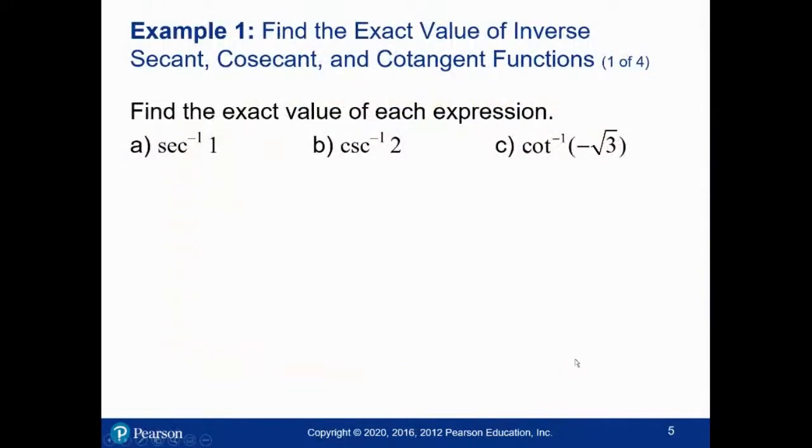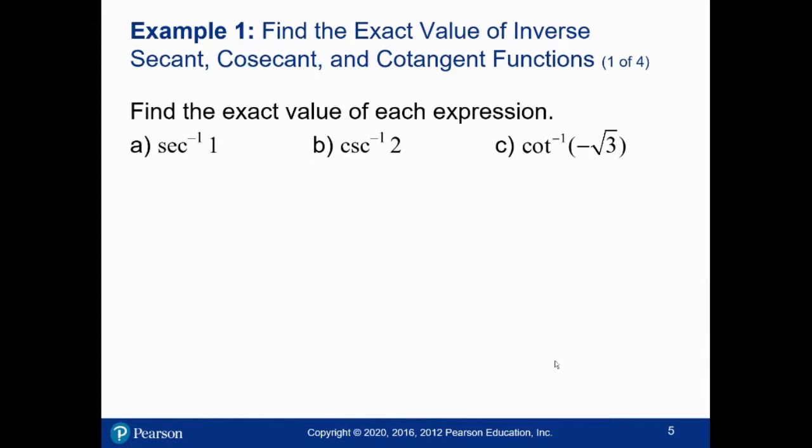So find the exact values of each of the following. Arcsecant of 1, arccosecant of 2, arccotangent of minus root 3. In other words, an angle whose secant is 1, but since we're working with a secant specifically in quadrant 1 or 2. For part B, an angle whose cosecant is 2, but since we're working with cosecant, we're implicitly working with sine, so an angle in quadrant 1 or 4. And for part C, an angle whose cotangent is negative root 3, and since we're working with cotangent, we're looking for an angle in quadrants 1 or 2.